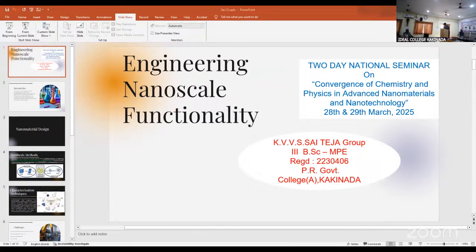Nanomaterials are used to scan the body. We also have robotic capsules, which we use to identify problems in our bodies.